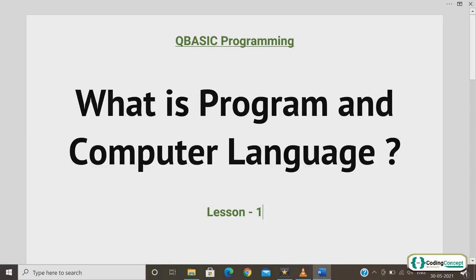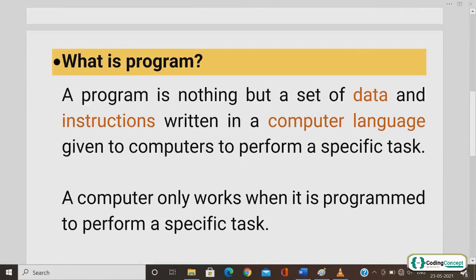This is the first lesson of QBASIC programming and the topic is what is program and computer languages. To learn any programming language, it is very important to have the concept of program and then computer languages. So we shall see the definition of program at first.